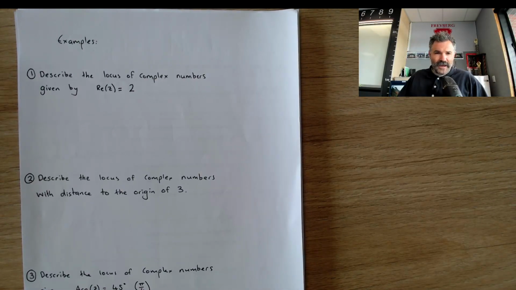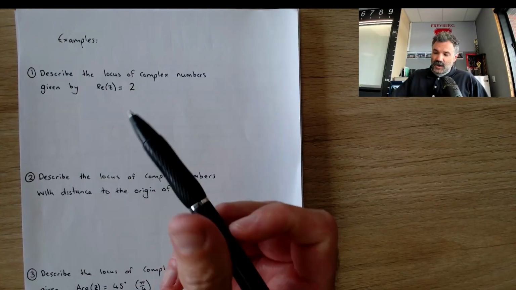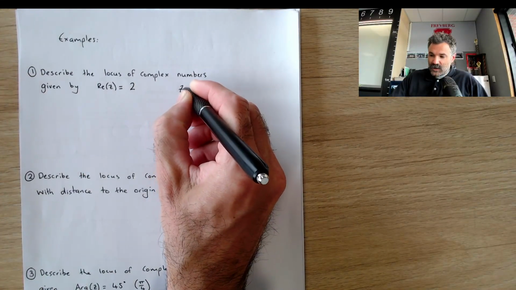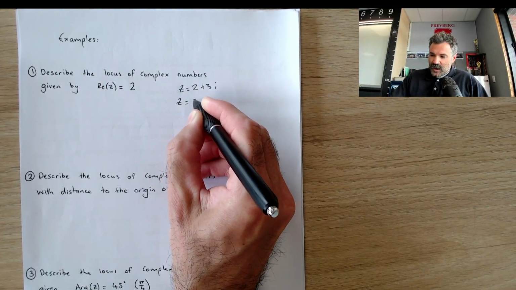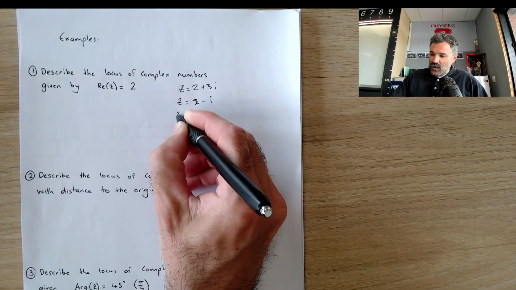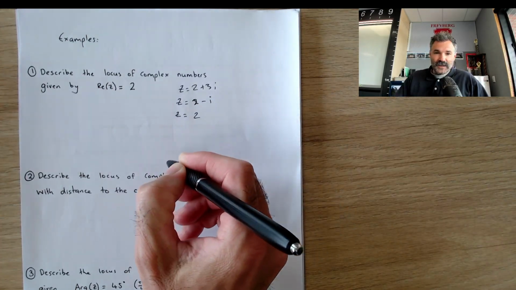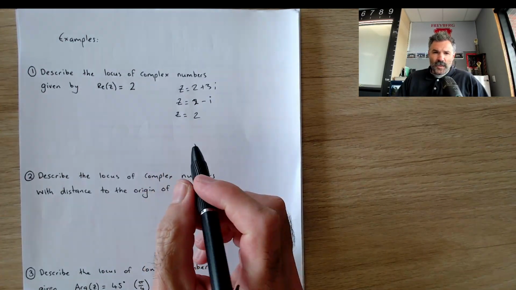So, first one, describe the locus of complex numbers given by, and they've told us that little Re(z), that just means the real part of z. Remember, we're using z to represent a random complex number. We want to describe the locus of complex numbers given by the real part of z equaling 2. So, the real part of a complex number equaling 2. So, let's just do a few examples. My z could be 2 plus 3i. My complex number could be z equals 2 minus i. We could have z equals 2. So it's all complex numbers that have 2 as the real part.